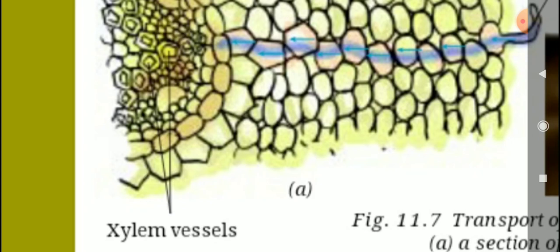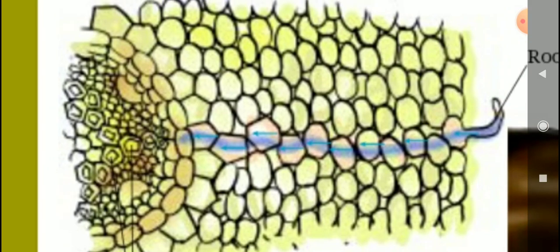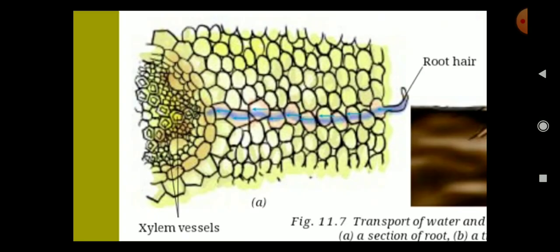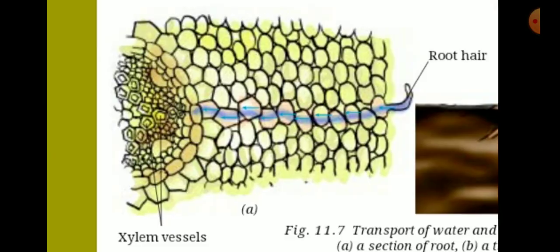Okay. This one is a xylem. The plant contains xylem and phloem. The xylem contains water. Phloem contains food. This one is a root hair. Okay. See the picture. Next.